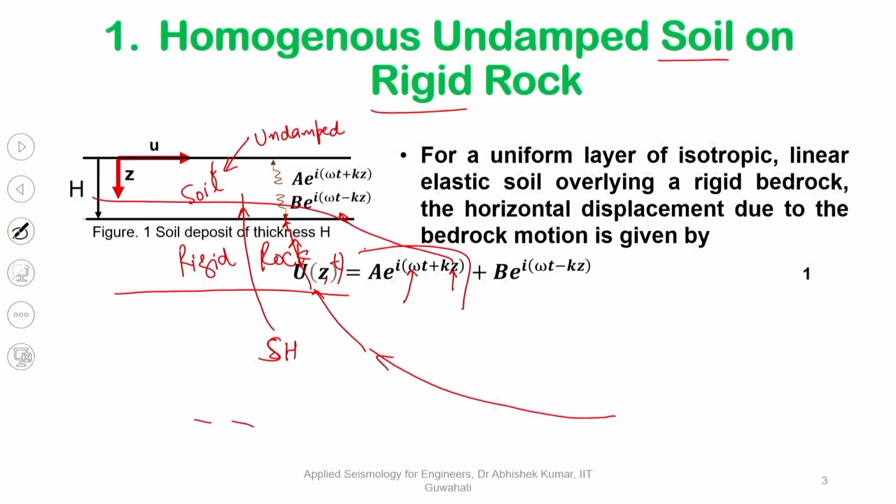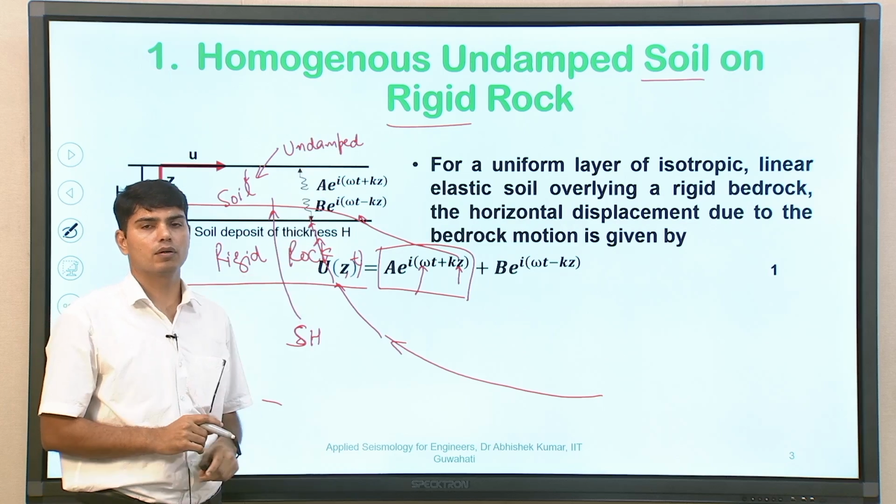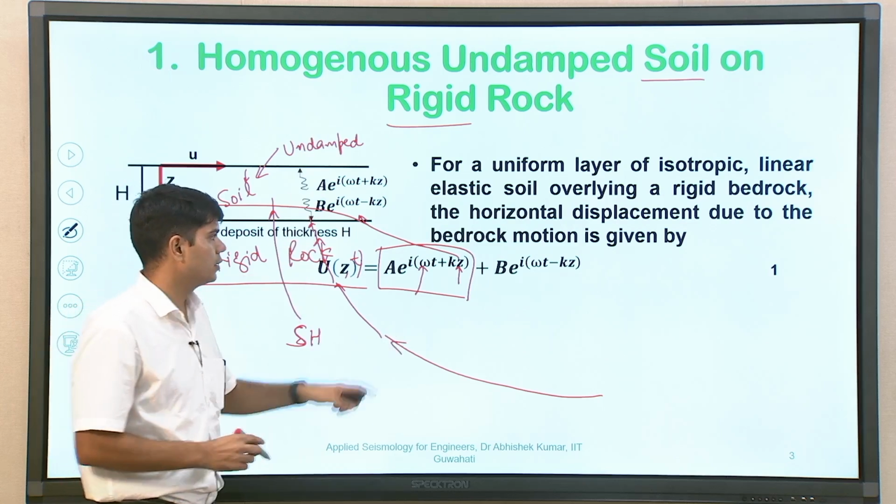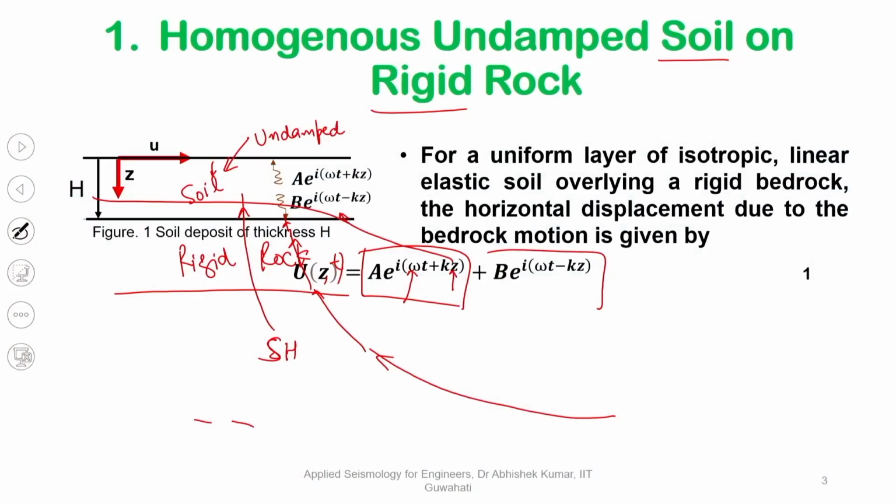Now, the first term, A exponential iota (omega t plus kz), is basically giving you the displacement component which is coming from the vertically upward propagating wave. Secondly, the second component is there because there will be continuous redistribution of energy. So, again B exponential iota (omega t minus kz) is basically going to give you the component of displacement because of downward propagating waves.